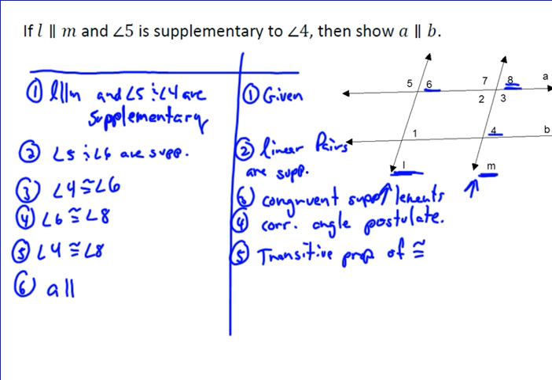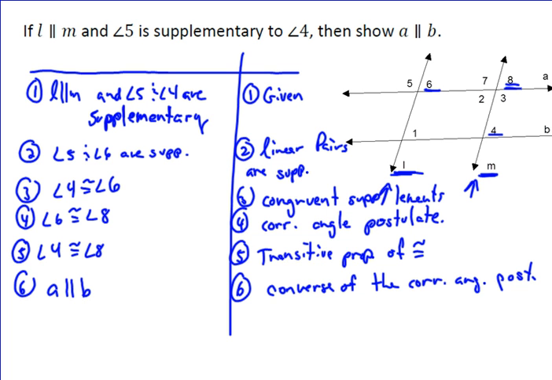And then that is enough, now that I've shown 4 congruent to 8. I can make my claim that A is parallel to B, and I can do that by the converse, the opposite, of the corresponding angle postulate. And that says if two lines are cut by a transversal and corresponding angles are congruent, which 4 and 8 are, then the two lines that are cut by the transversal are parallel. So I showed that two corresponding angles are congruent, so that's enough to say that the two lines are parallel.